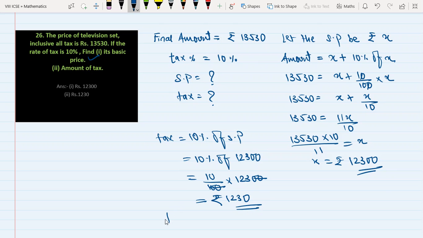You can also find tax by this formula, which is amount minus selling price, which is 13530 minus 12300, which also will give you rupees 1230. So that's an alternative method, or you can use this. Okay, so we have got two formulae, two methods. Easy. This was an easy question.